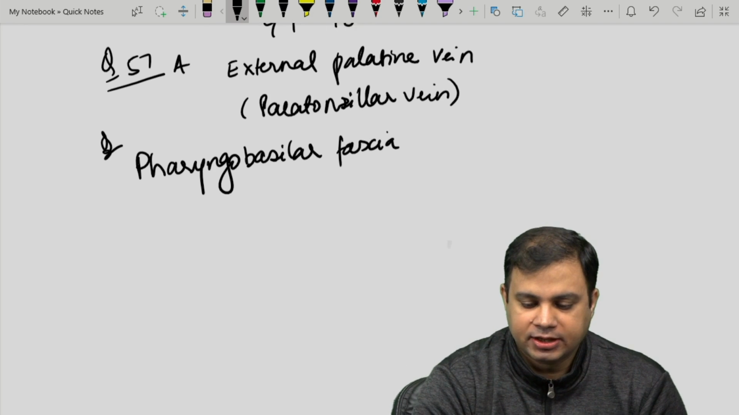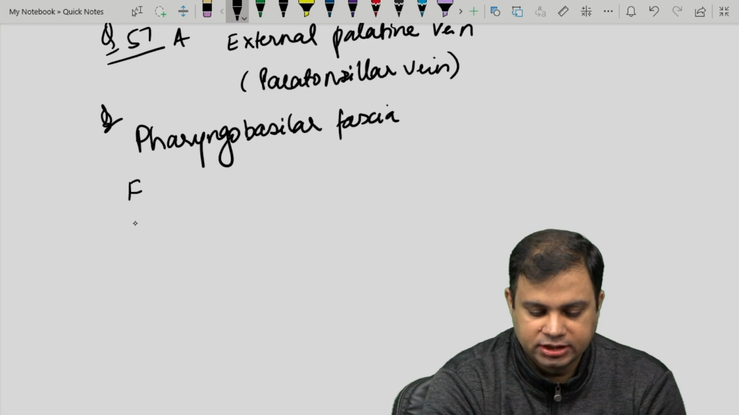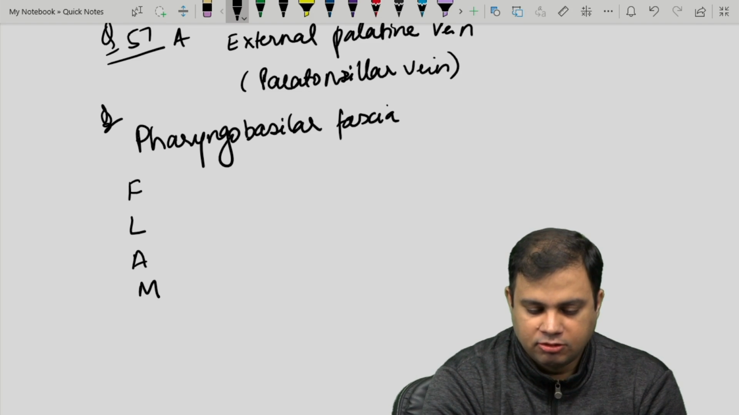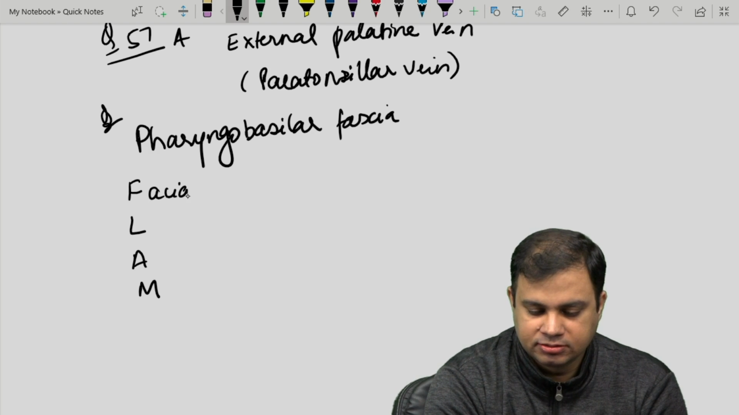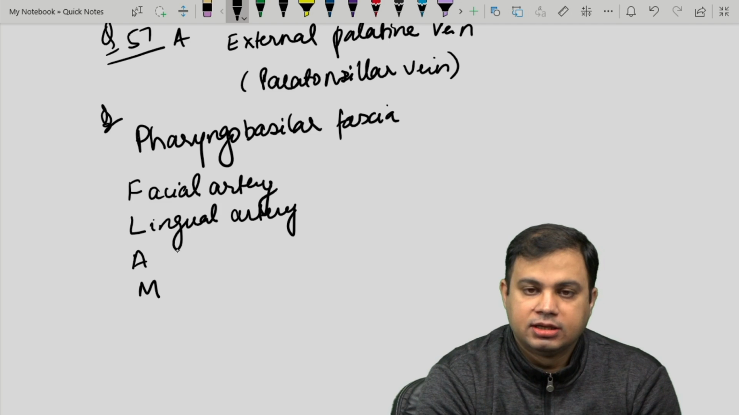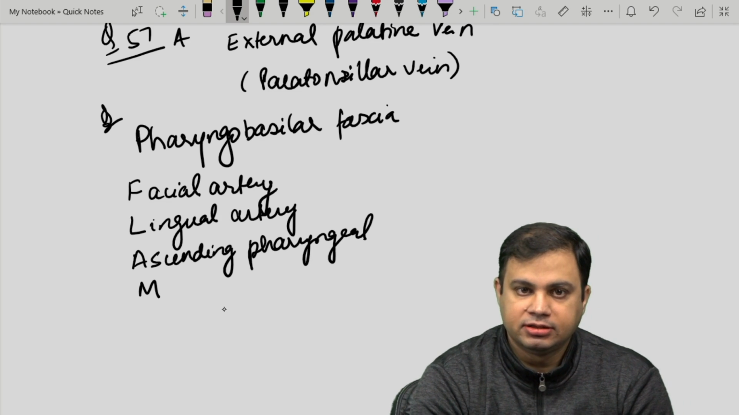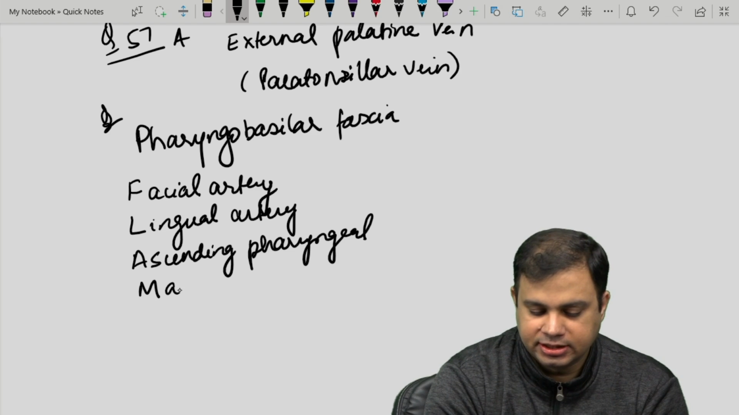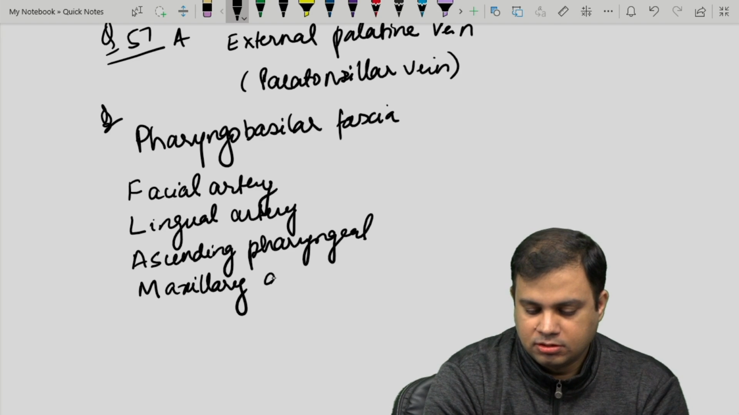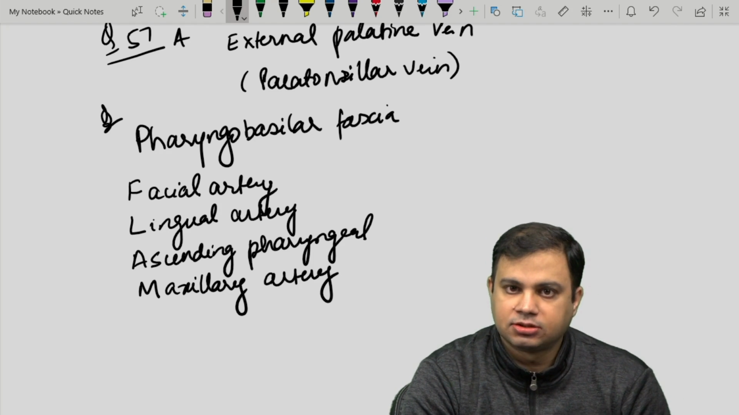There is other blood supply also, the arterial blood supply, which can be remembered by the mnemonic FLAM. Now FLAM, F stands for the facial artery, L is the lingual artery, A is the ascending pharyngeal artery, and the M is the internal maxillary artery. Now these are the four arteries, these are the branches of the external carotid artery which supplies the tonsil.